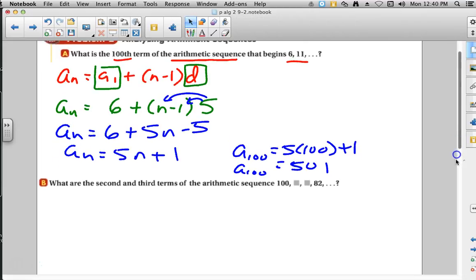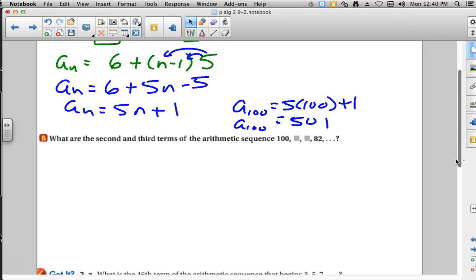Ooh. You know the book. Here's what happens. They give us everything we need, perfect case scenario, and then they start taking things away. So I look at this one and it says, what are the second and third terms of the arithmetic sequence 100, blank, blank, 82? They just took away the common difference. Now some of you that are really good at patterns, you've already figured out what the two numbers are in there. That won't get you credit on the test. You have to show it with formulas.